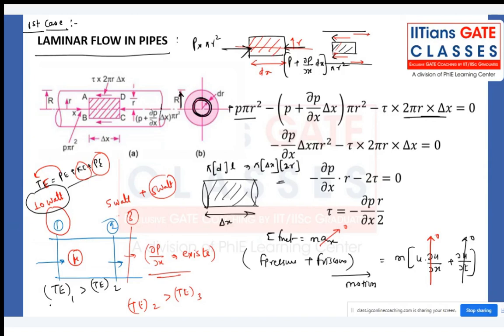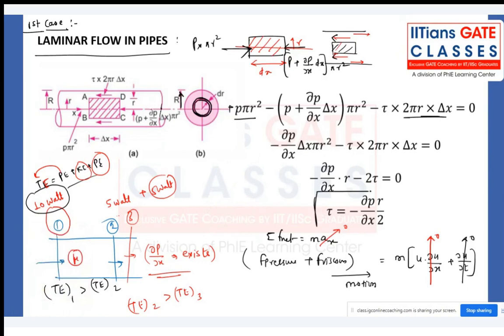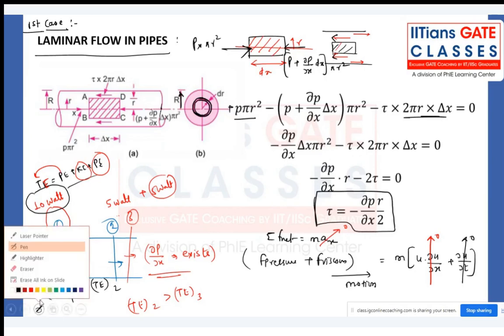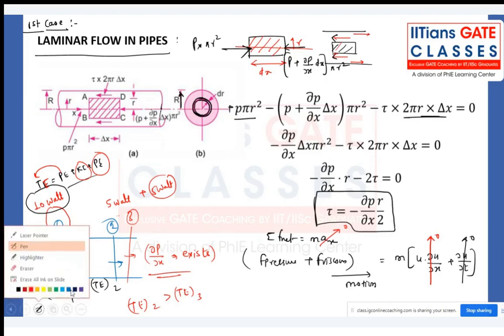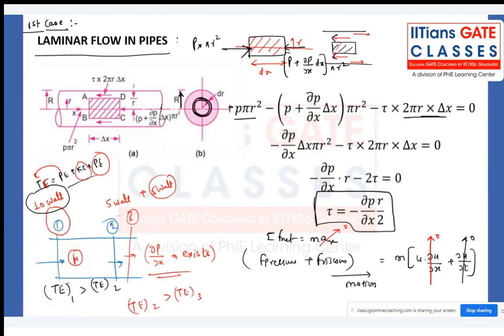And when you simplify that, you will be getting the final formula, which is obviously very important for further analysis. That is tau is equal to dou p by dou x into r by 2. Again, those who are not very much interested in derivation, you can ignore, but in my classes, I will not ignore, because a good question can only be solved when you know the derivations.